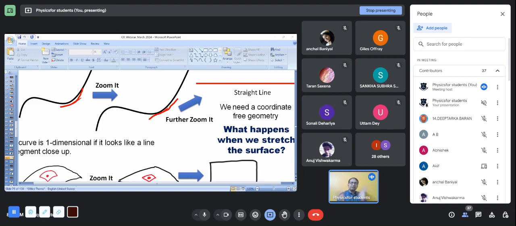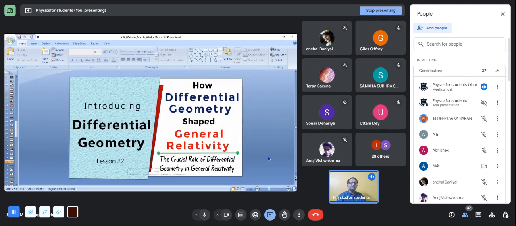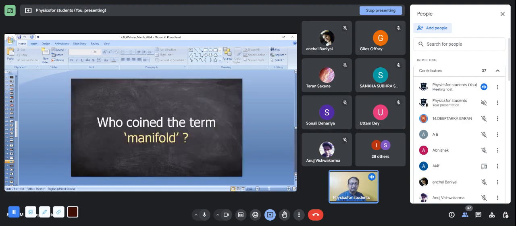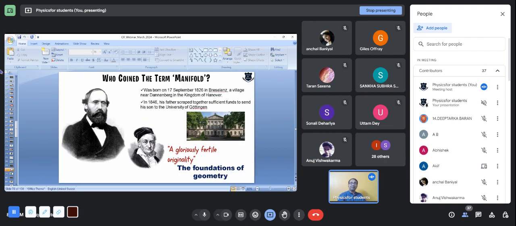And in Euclidean surface, we can use a lot of geometry and life becomes easy. So this is called a manifold. And here is one video, I will send you the link, on why differential geometry shaped up general relativity. You can look into it later. Now, who coined the term manifold? I call him the grandfather of mathematics. The granddaddy of mathematics is called Bernhard Riemann.